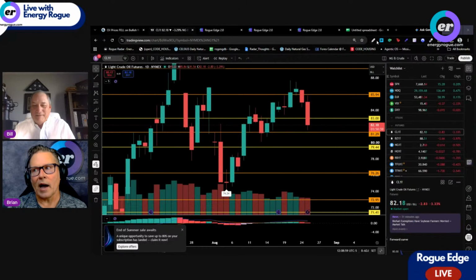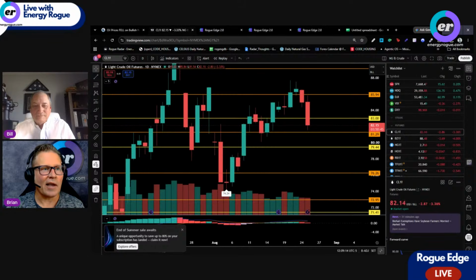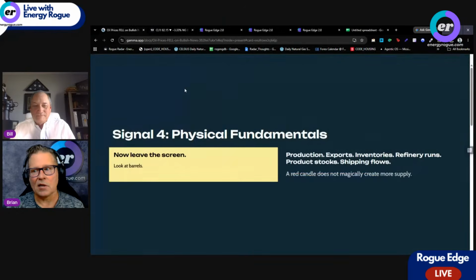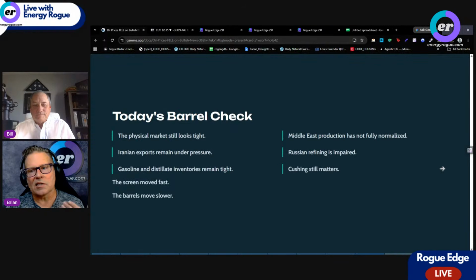So when I evaluate this, to me it looks more like a pullback, and something Bill just pointed out live on this recording is that the low volume indicates that this is more likely trimming of positions. Right. So we've looked at the physicals. What is today's barrel check?